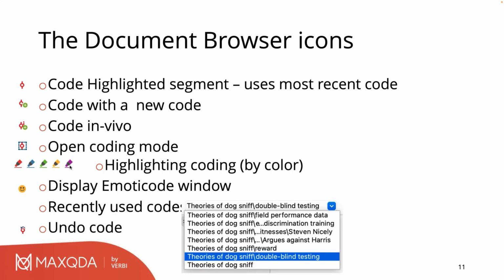Emoticoding, where you can actually use little emoticons to do coding. I don't tend to do it, but I can see reasons why one might want to. The nice part is once you create an emoticode, it's in your code system, so it's very simple. And so on. You can actually use the recent codes you've done, and you can undo coding through the menu.